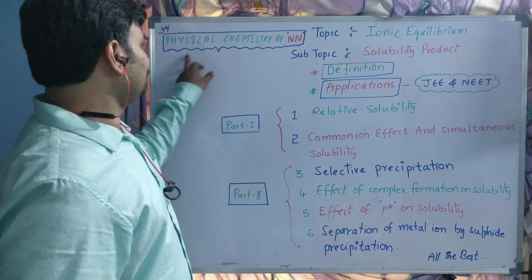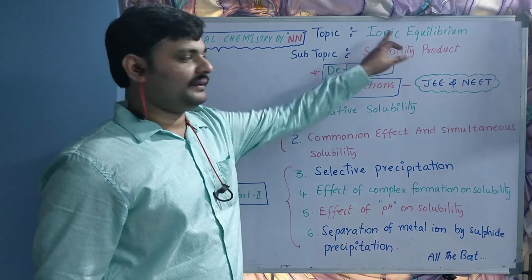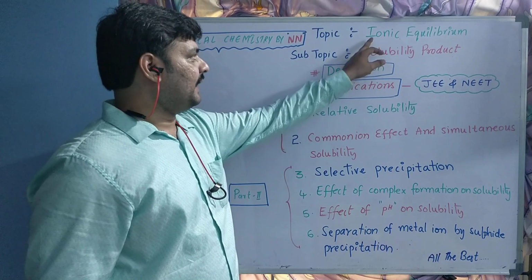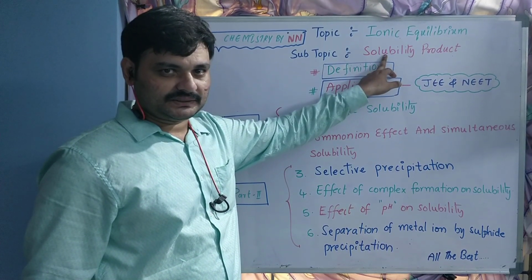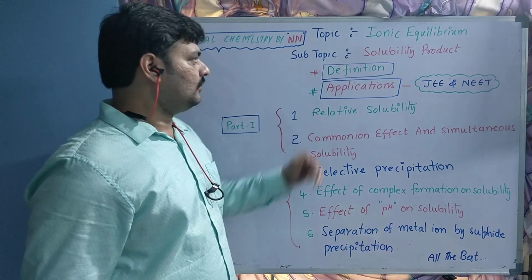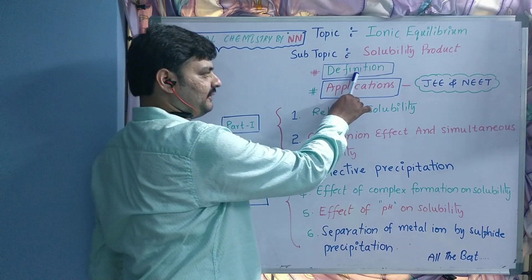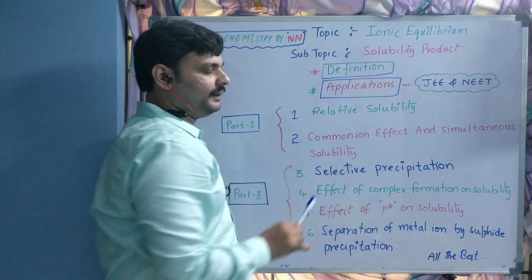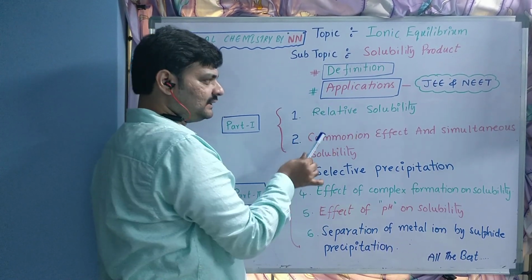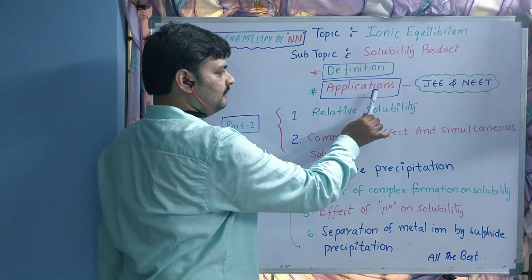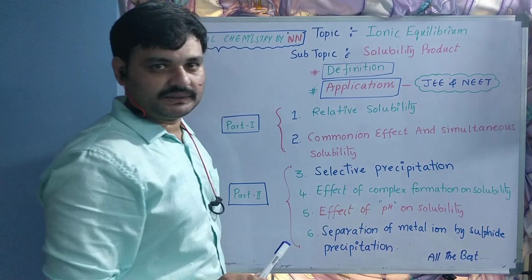Today we are going to discuss a physical chemistry topic, ionic equilibrium. In ionic equilibrium, our subtopic is solubility product. So today we are going to discuss the definition and applications of solubility product. The definition is very important to understand the applications. Applications are very important for JEE and NEET level exams.